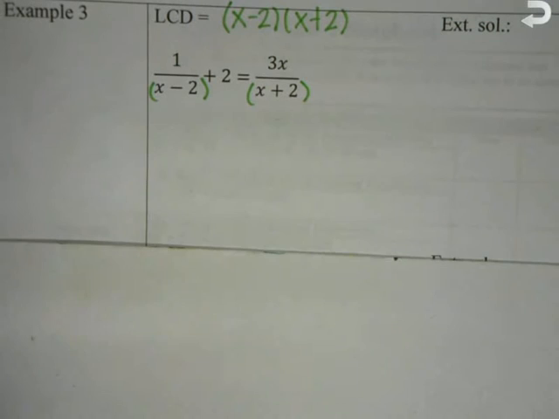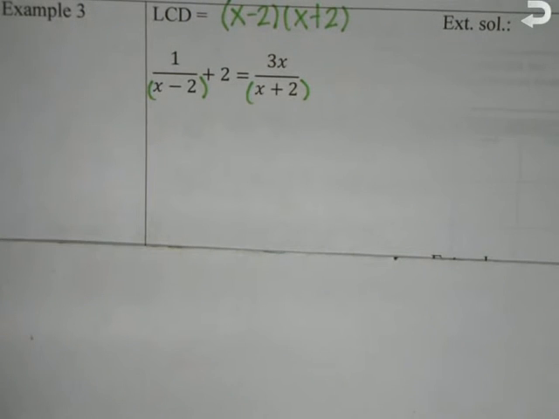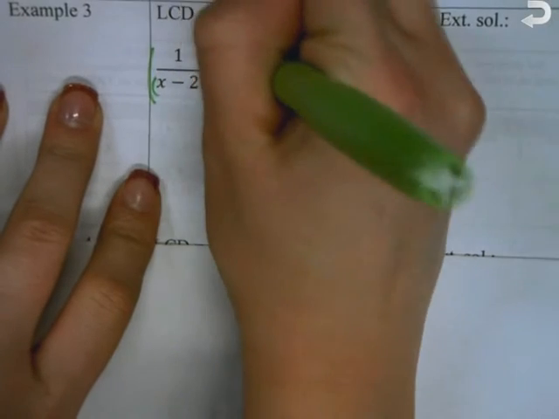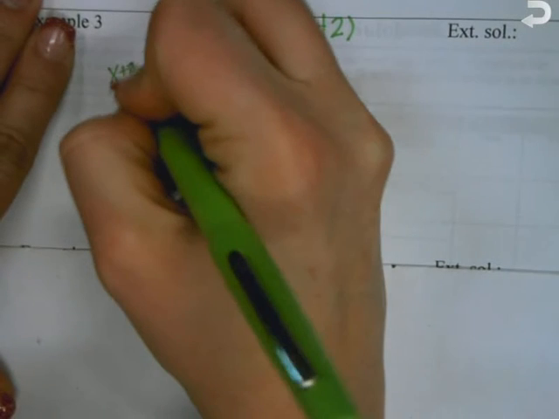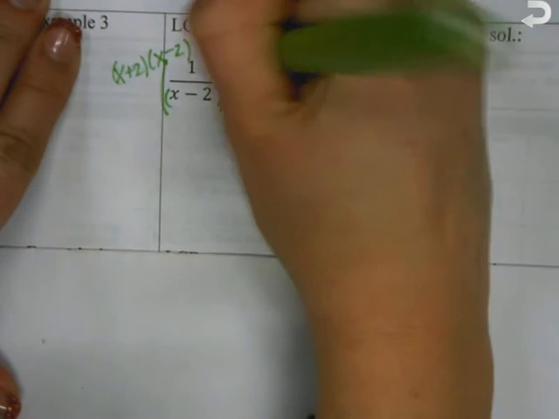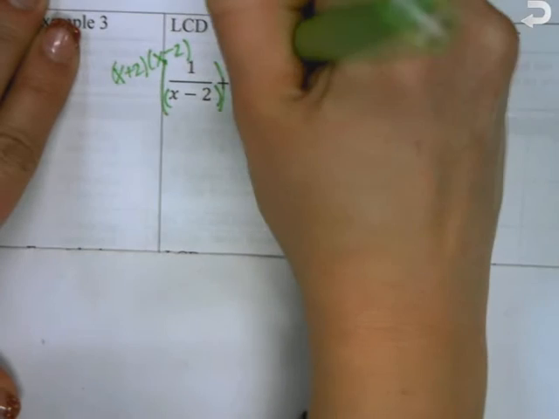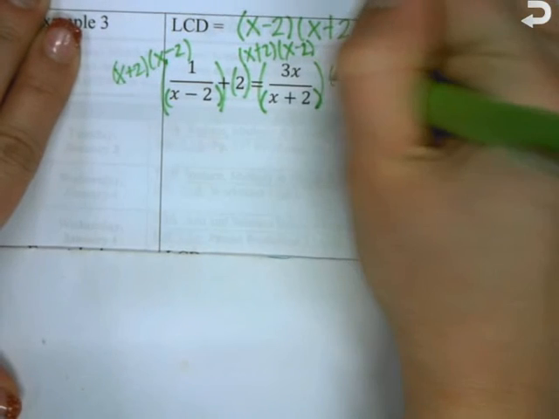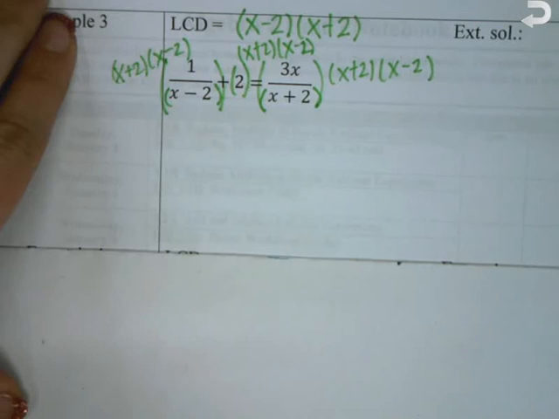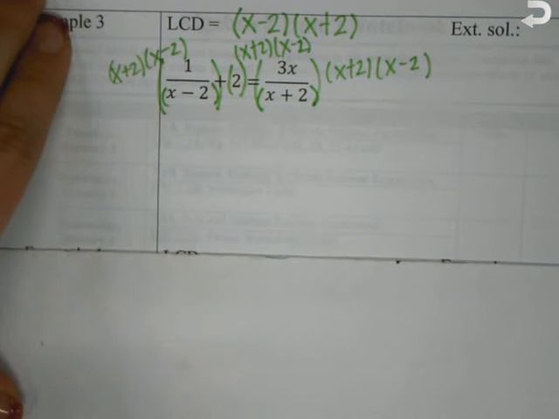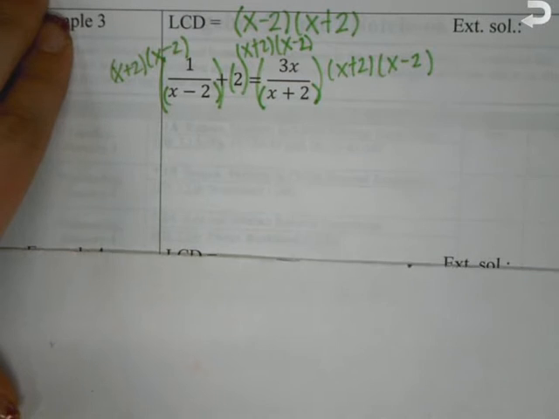X plus 2 times x minus 2. X plus 2 times x minus 2. And x plus 2 times x minus 2. Okay? And then we do whatever canceling we can. So x minus 2 and x minus 2 cancel. In the second term, nothing cancels. And on the other side of the equal sign, x plus 2 and x plus 2 cancel.